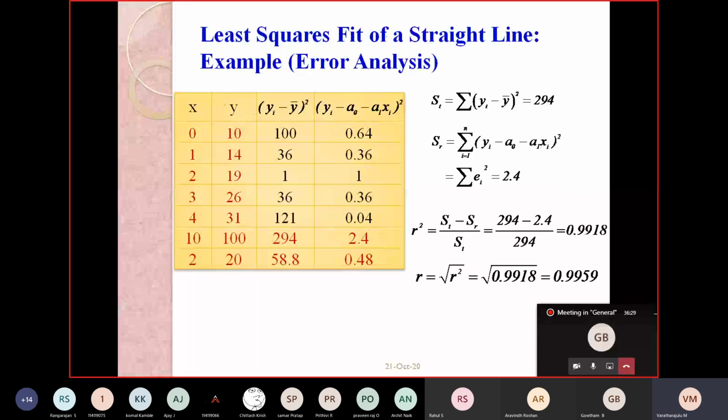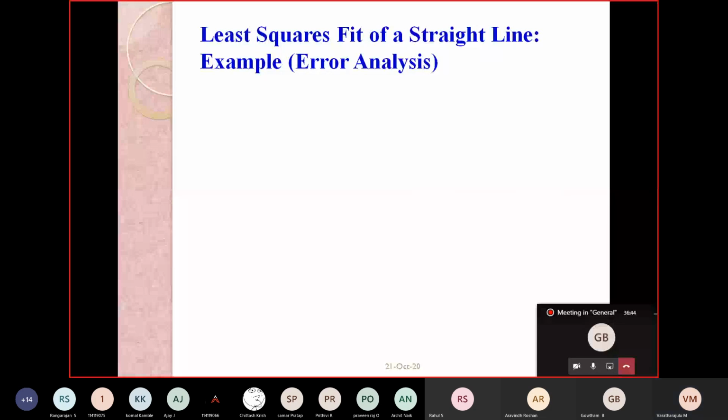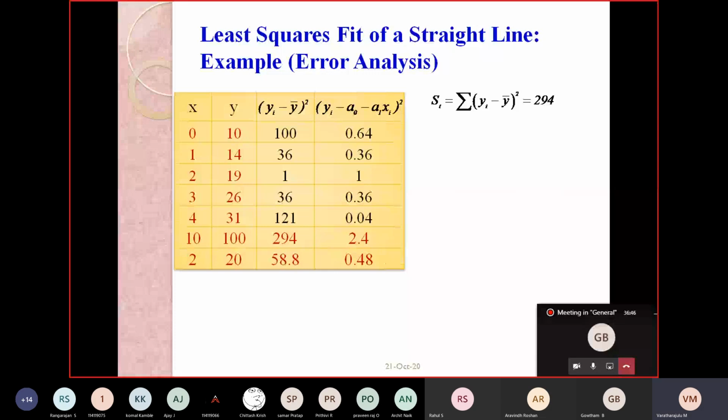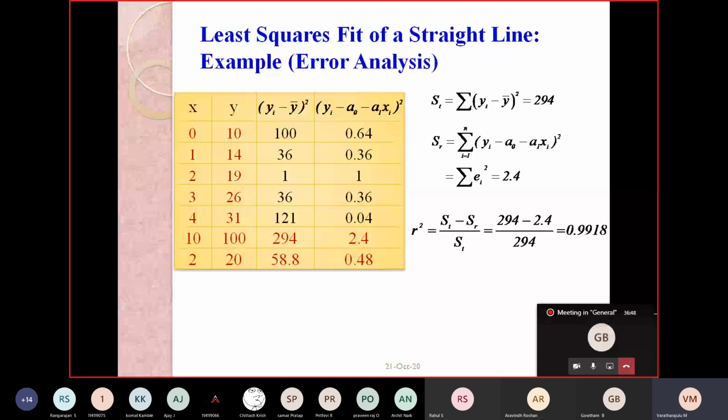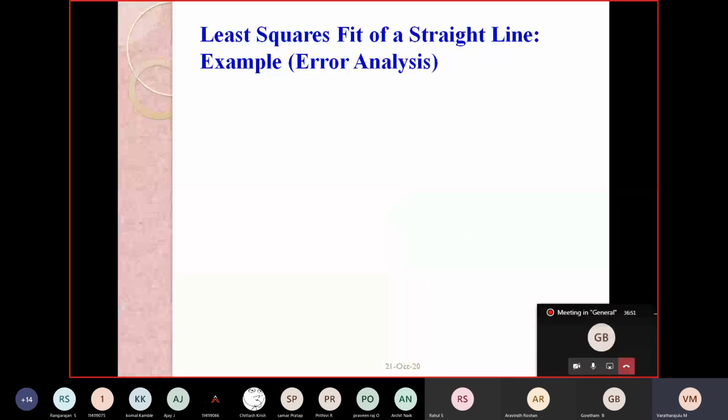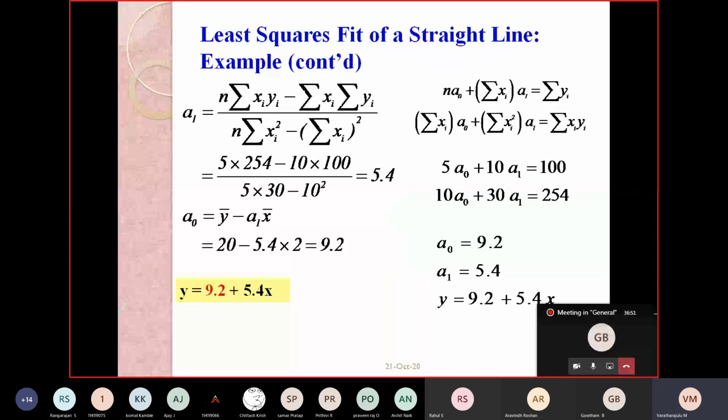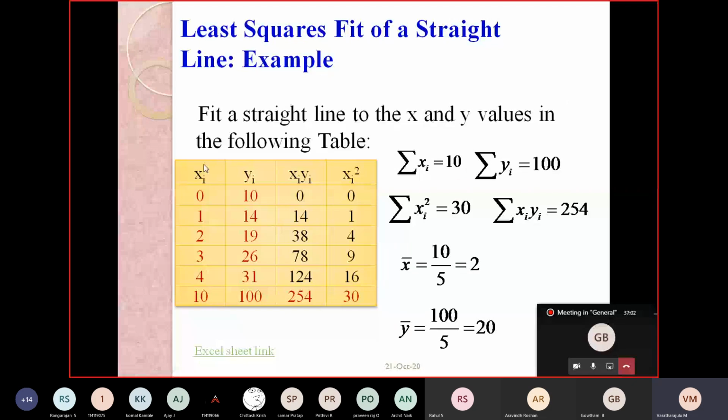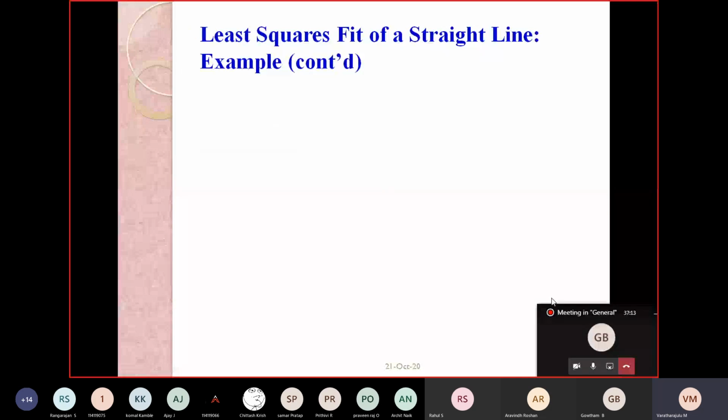And see what was y bar. The summation of xi divided by n is nothing but the x bar, and summation of y divided by n is nothing but our y bar, and this is the ST and the SR.